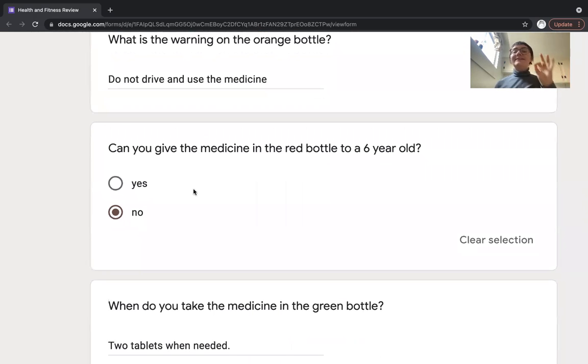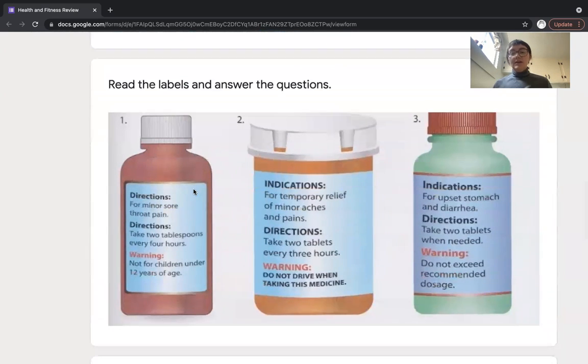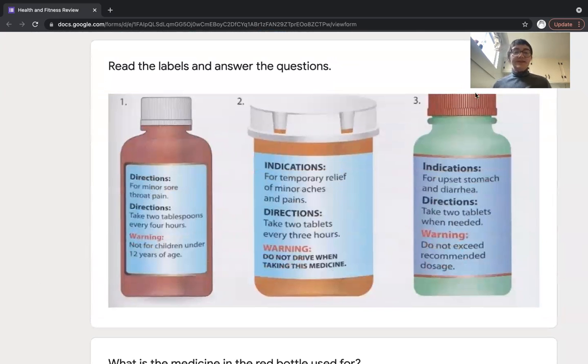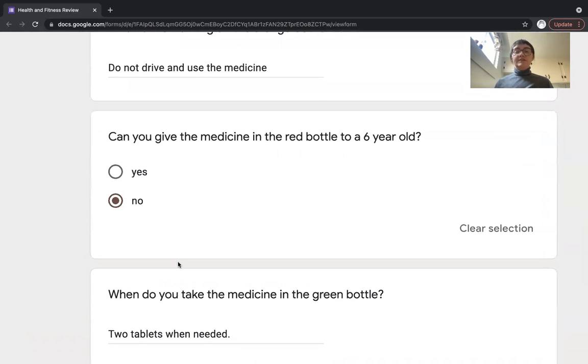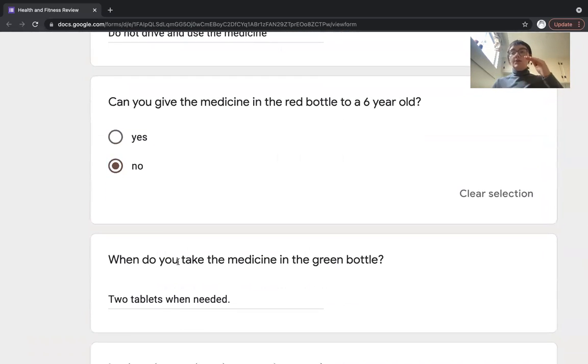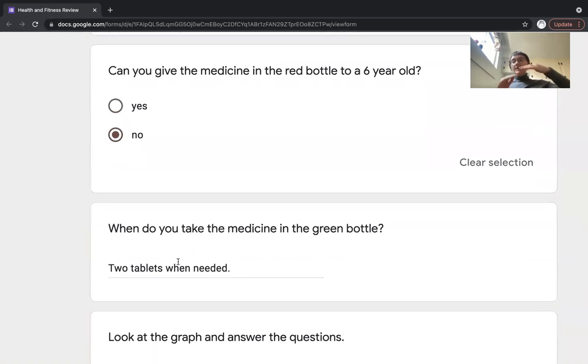Can you give the medicine in the red bottle to a 6-year-old? This bottle has a red cap, but this is the red bottle. And it says not for children under 12 years of age. So no, you cannot give this to a 6-year-old child because they are under 12 years old. If you think of the numbers going up in a straight line, and 12 is up here, 6 is down here, it's under. So anyone under 12 cannot have the medicine. Anyone 12 and over can.